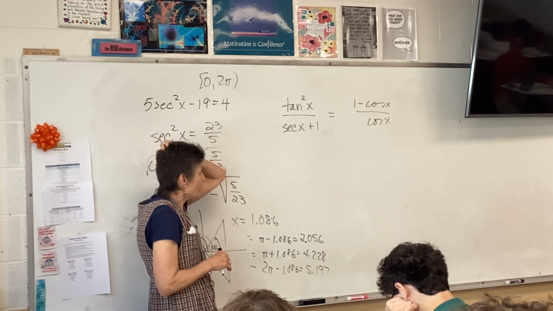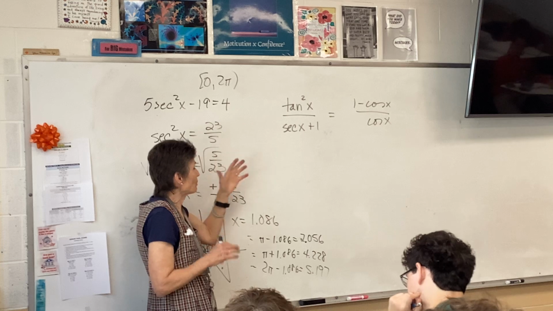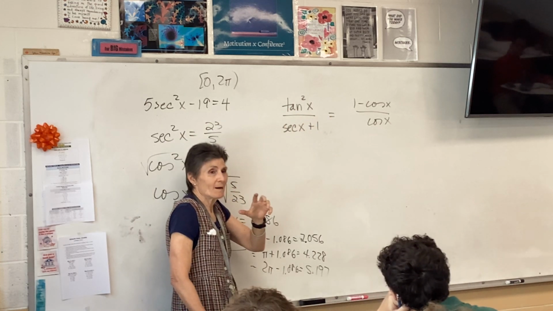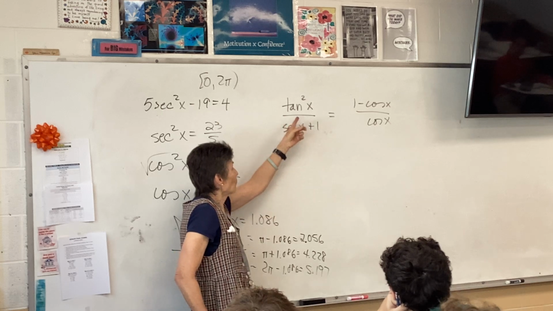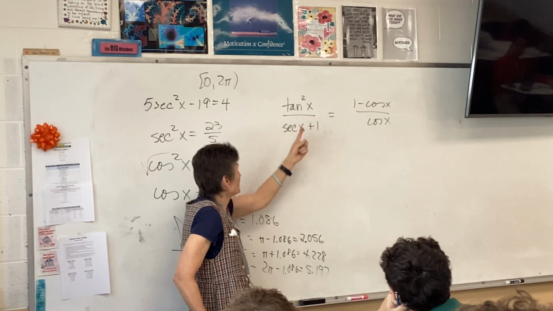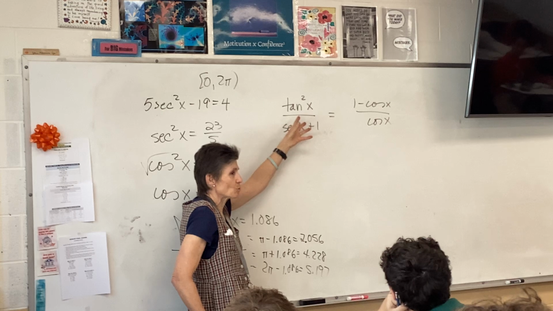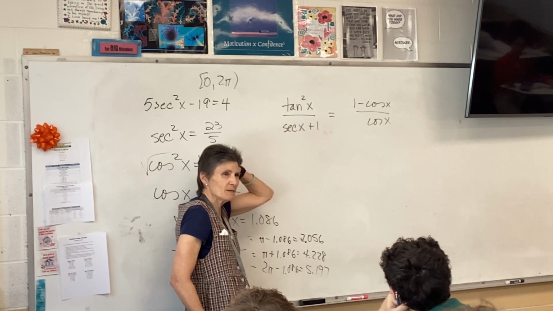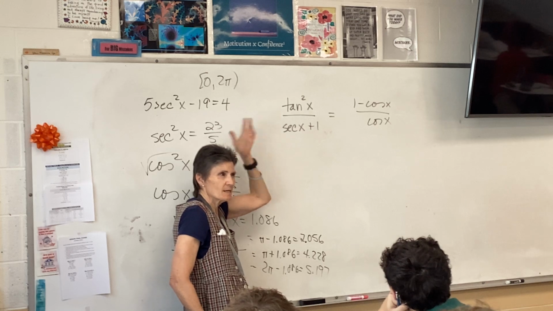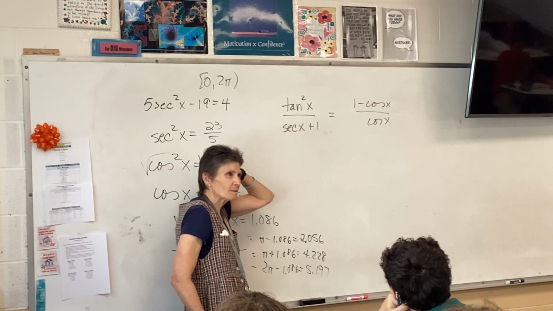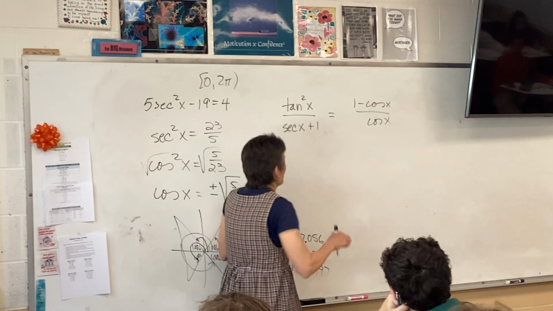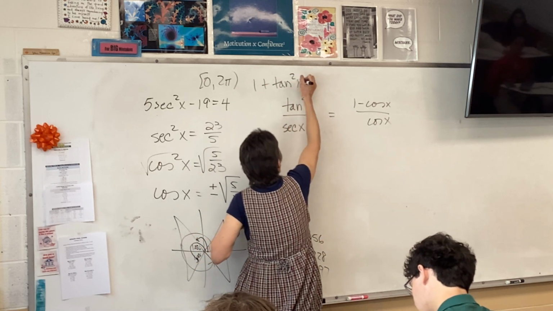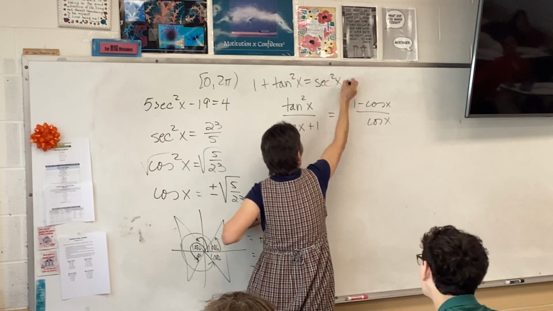Now, when I was writing this down, something popped into my head. Does anything pop into your head when you have tangent squared and secants in the same problem? Does anything come into your head that you have memorized? Avery? Tangent squared equals secant squared minus. Yeah. So we have a Pythagorean identity that says 1 plus tangent squared is secant squared.